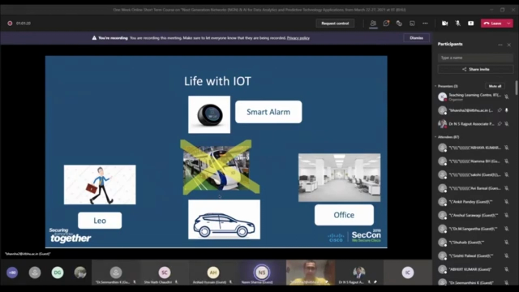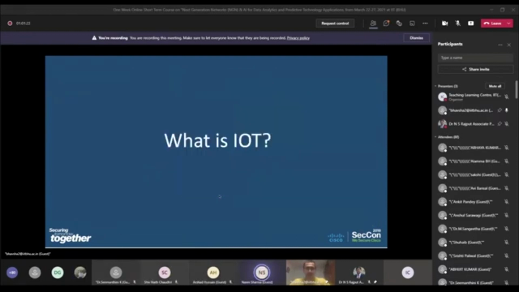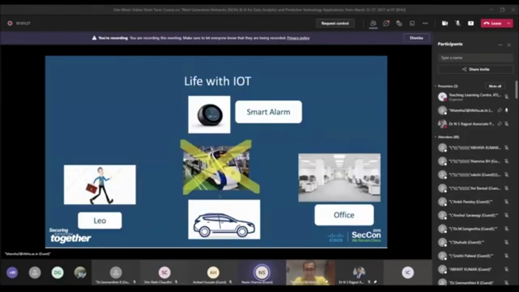Sir. Maybe it will wake us up on the weekdays and not in the weekends. Possibly, yes. Then you need to feed something, right? On the smart alarm that wakes me up in weekdays, not on weekends. Correct.